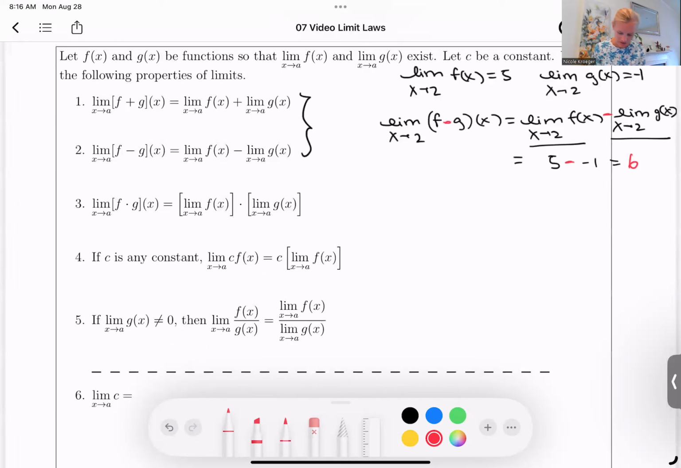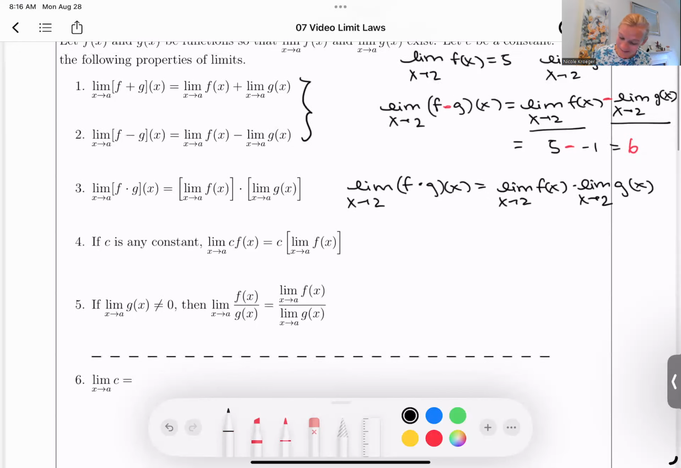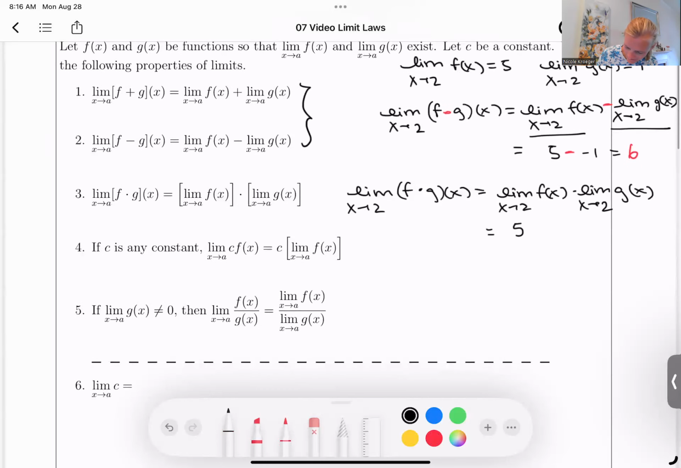Same thing happens with multiplication. If I multiply two functions, then I can multiply the limits. So I have the limit as x approaches 2 of f times g of x. That's the same as the limit as x approaches 2 of f of x times the limit as x approaches 2 of g of x. You're noticing these problems are going to be tedious, and they really will be. It will be a lot of rewriting. And so the f of x piece is 5, the g of x piece is -1, so we get -5 out here. Okay. We can do division as well. With division, the thing that we have to be careful about is that the denominator cannot be 0, or the limit of the denominator cannot be 0.